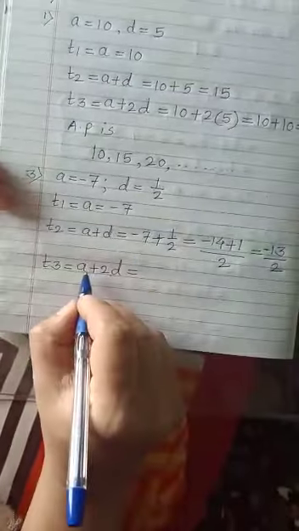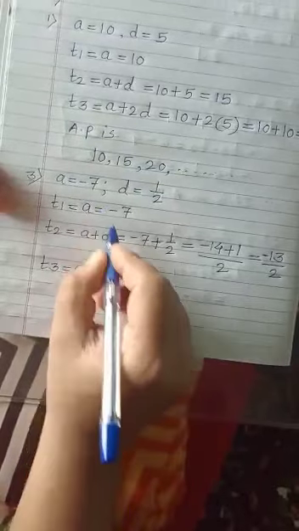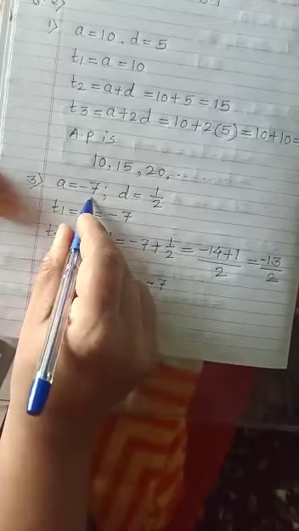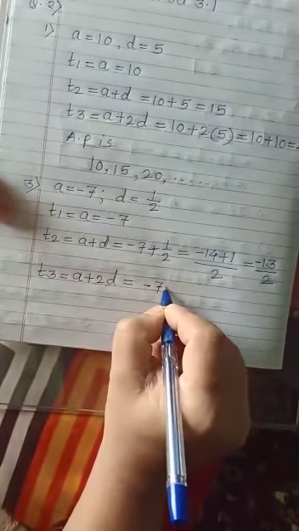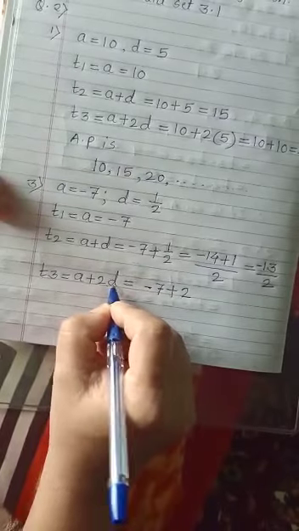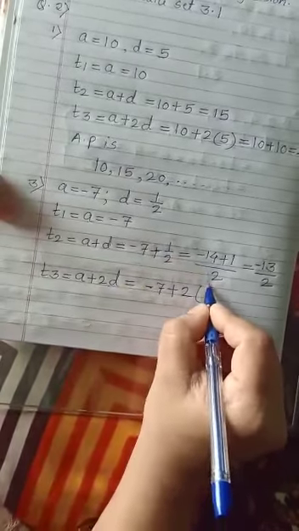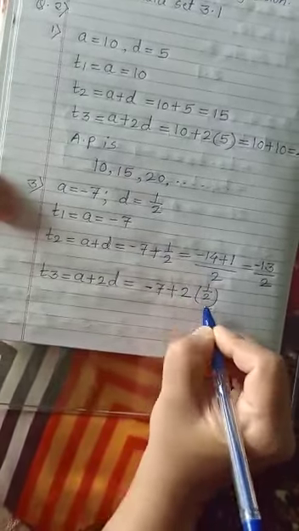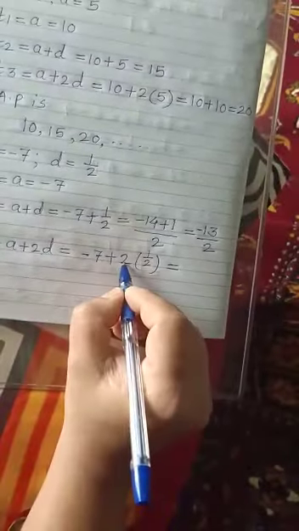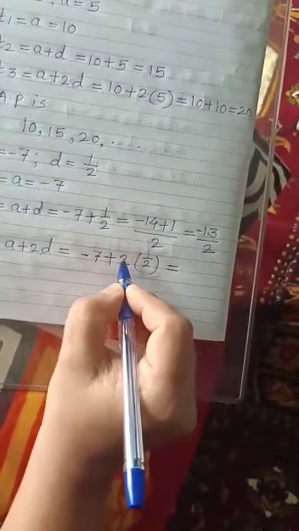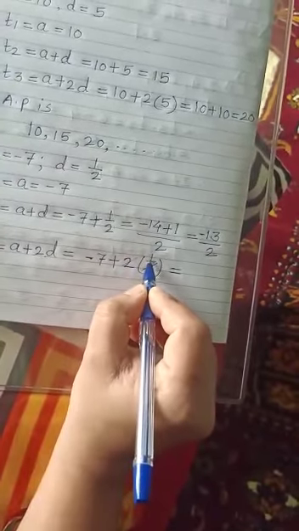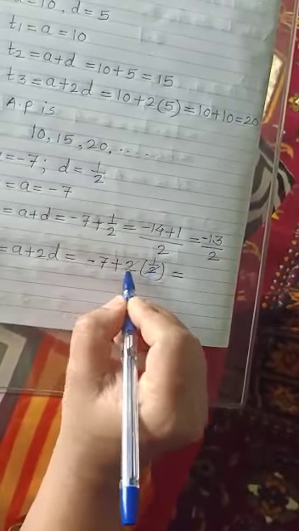Understood? Now again, a plus 2d. So a is what? -7. Value of a is -7, which is already given. Then in between plus is there. 2d means 2 multiplied by the value of d. So the value of d is 1/2, and we put it in the bracket. See here, 2 multiplied by 1/2, so the 2 will cancel. Then what will remain? Only 1. So we have here -7 plus 1.